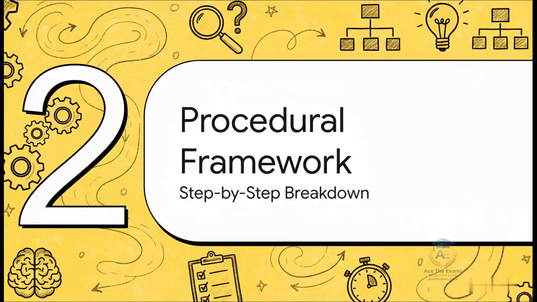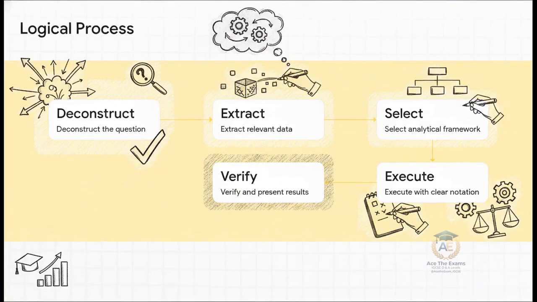Section 2. The Procedural Framework. I need you to practically memorize this 5-step sequence. It is your absolute ultimate strategy for logically processing stimulus materials. Step 1. Deconstruct the question. This is where you isolate the command word. Are you being asked to analyze or evaluate? Because those require very different cognitive paths.